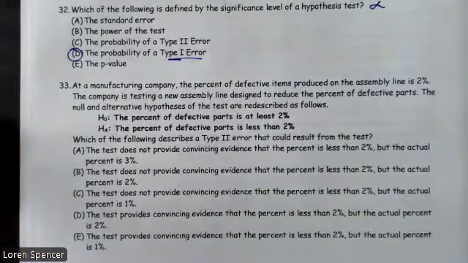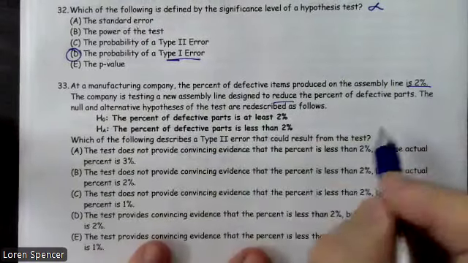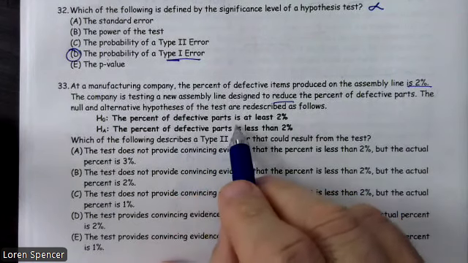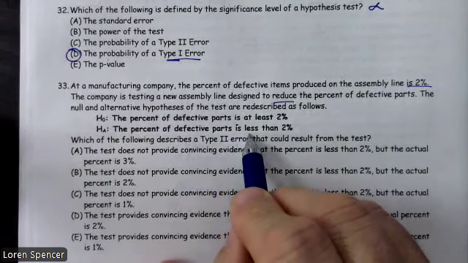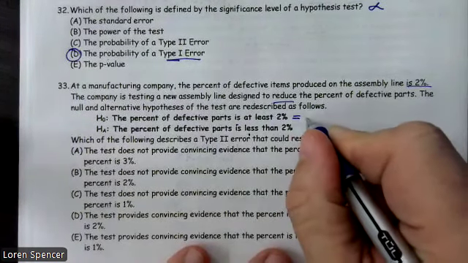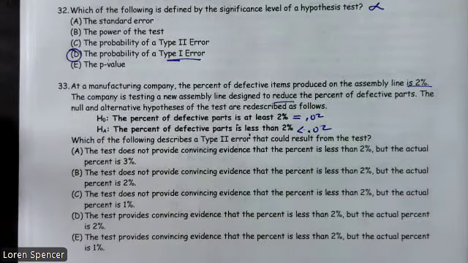33. At a manufacturing company, the percent of defective items produced on the assembly line is 2%. The company is testing a new assembly line designed to reduce the percent of defective parts. The null and alternative hypotheses are described as below. Is at least 2%, is less than 2%. We probably would have said equals 2%, equals 0.02, and this is going to be less than 0.02, but pretty much the same thing. Which of the following describes a type 2 error?